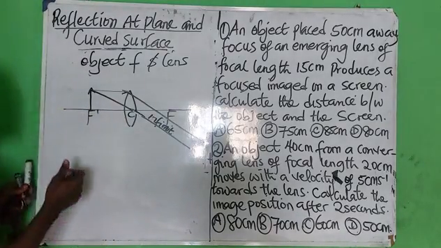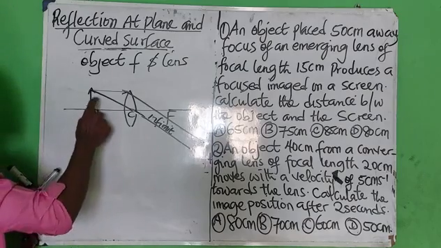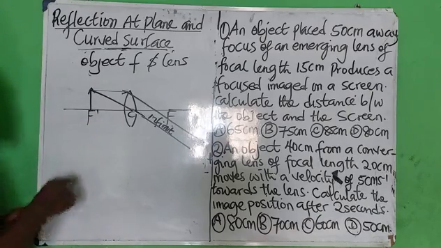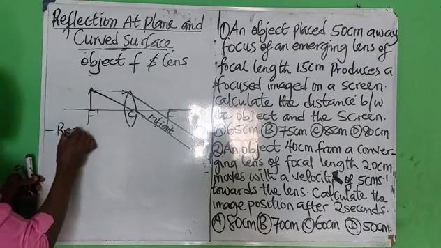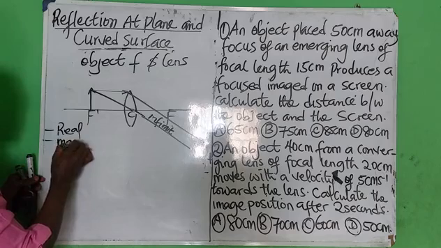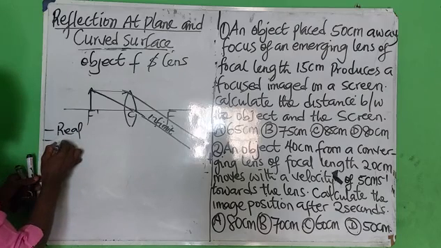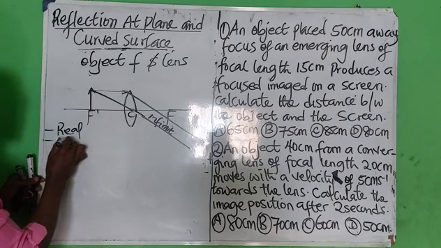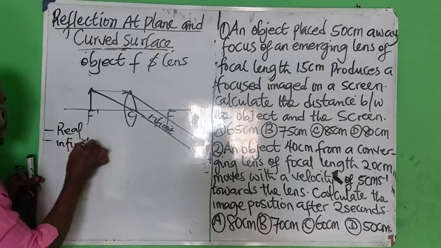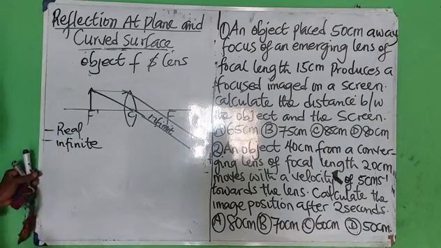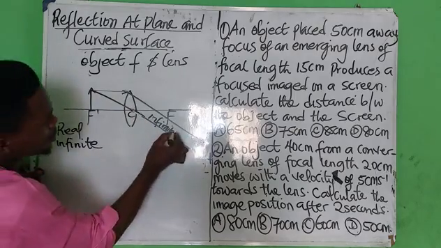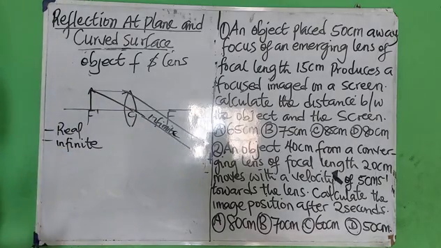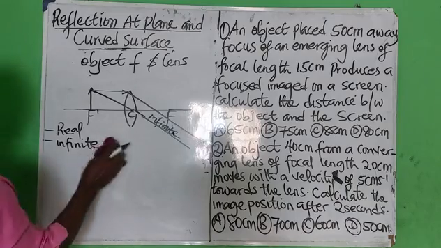So please, when an object is placed at F, the image is real. That is real, and what? Infinite. It is real and infinite. So please take note of that. It is very, very important. Now, another one.